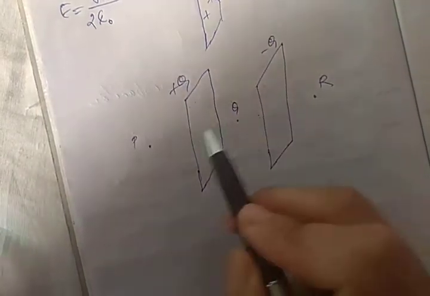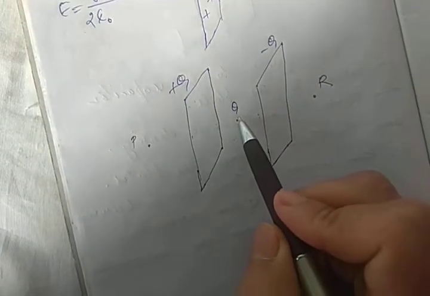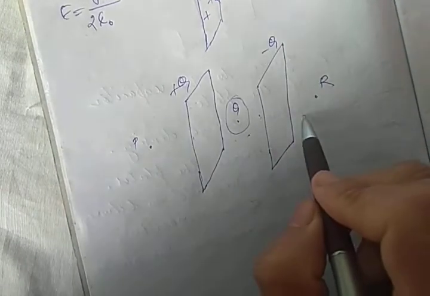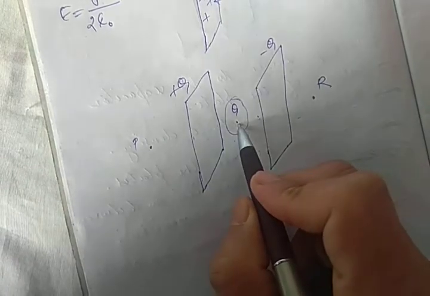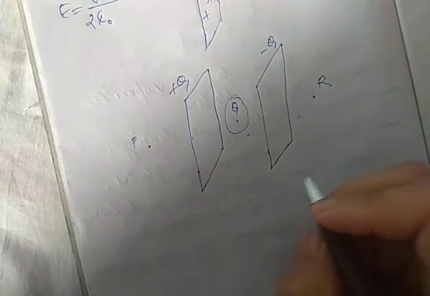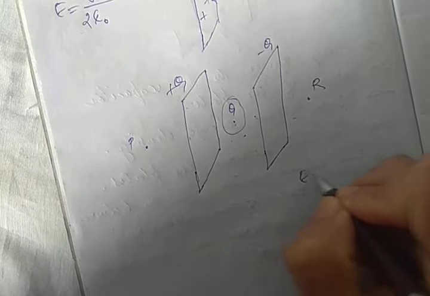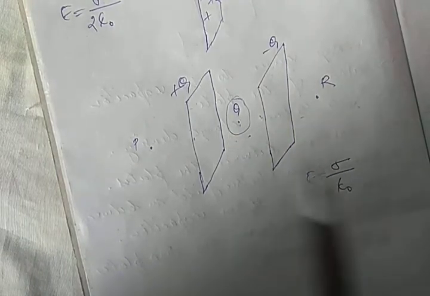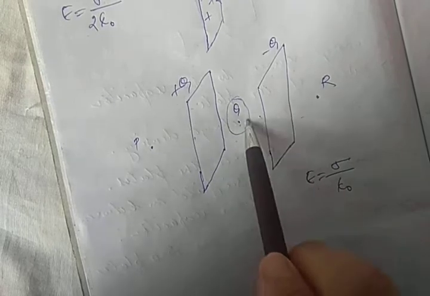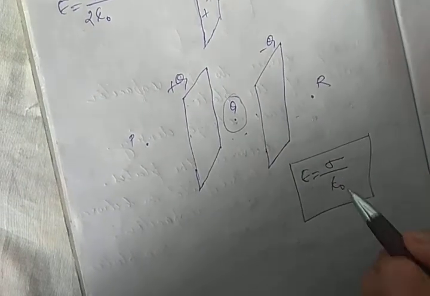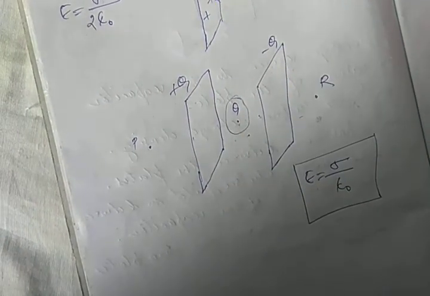If this is the case, I'm only concerned about point Q here, not about point P and point R. The electric field intensity at point Q, anywhere in between the two plates, will be given by sigma by epsilon naught. You can check it for yourself because we've done something like this before. I repeat, the electric field intensity at any point in between the two plates is given by sigma by epsilon naught. Remember this, because we are going to need it when we do the derivation for the parallel plate capacitor.